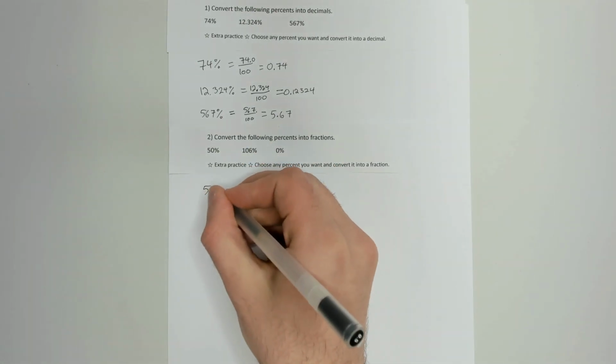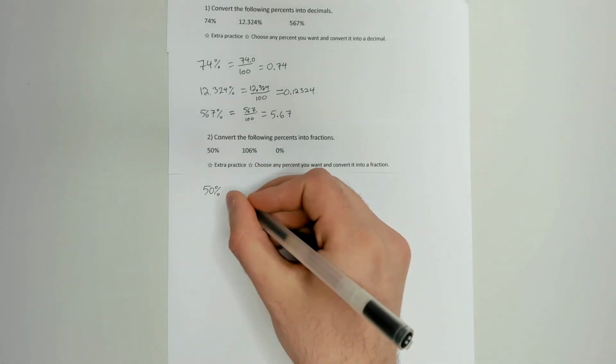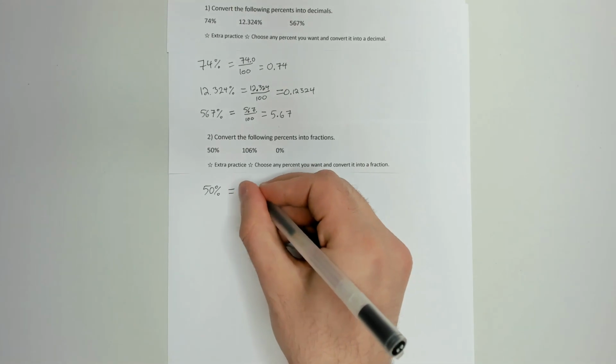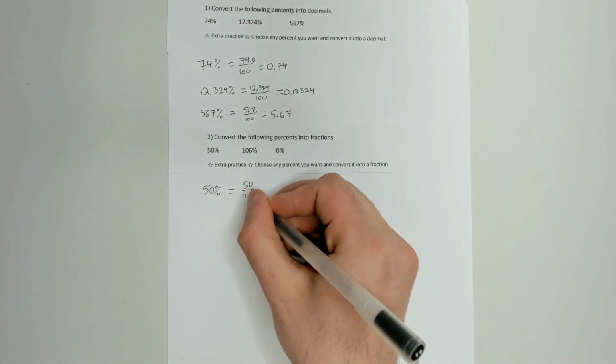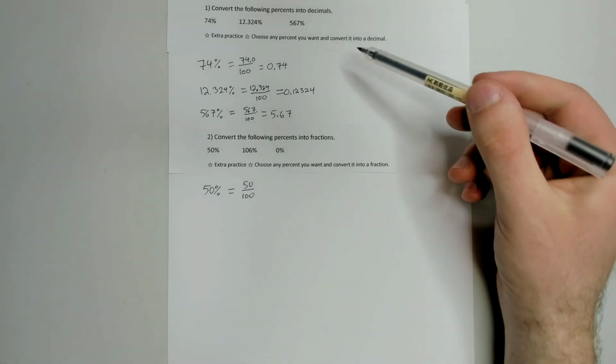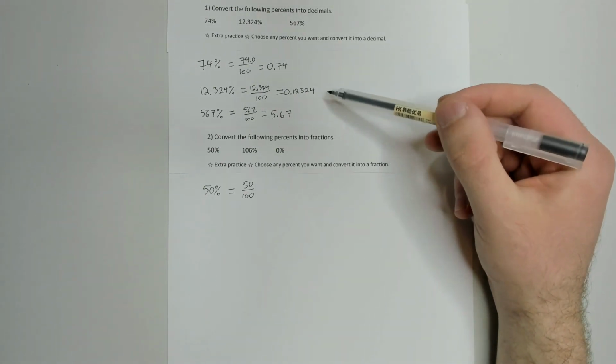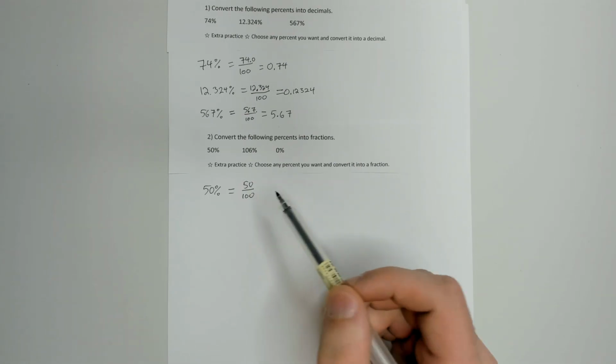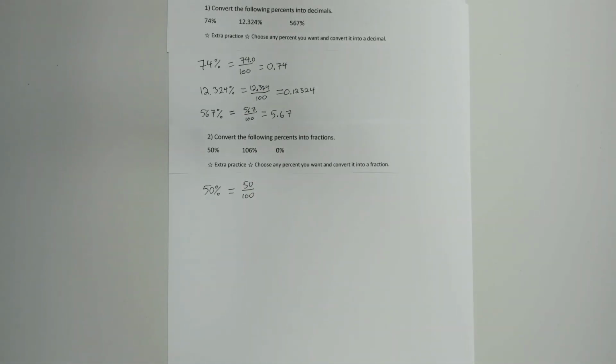Question 2 says, convert the following percentages into fractions. So the first one we have is 50%. To make it into a fraction, just like what we did in question 1, we're going to put it out of 100. Dividing by 100 is also a fraction with a denominator of 100, but now we're going to go a different route. Whereas up here we made it into a decimal by doing the division by 100, over here we're just going to convert it into an equivalent fraction. We're basically going to simplify this fraction.